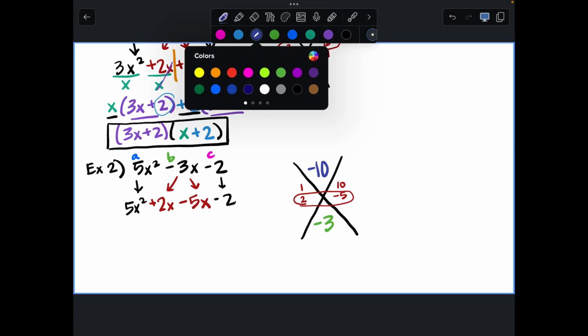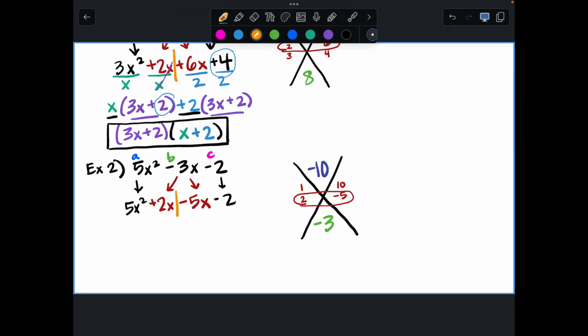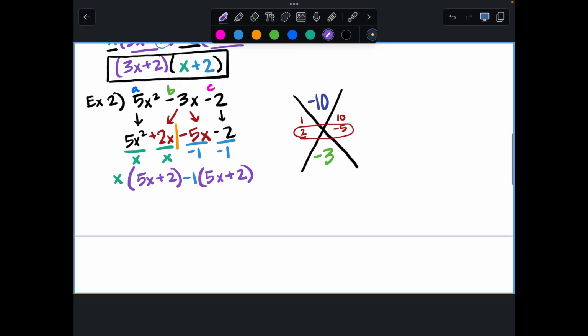Okay, now I can split this into two pairs and factor each pair. Common factor is x. So I'm left with 5x plus 2. Negative 2 divided by 2 is negative 1. So that's what I'll factor out over here, minus 1. And I'm left with 5x plus 2. So the answer is 5x plus 2 times x minus 1.